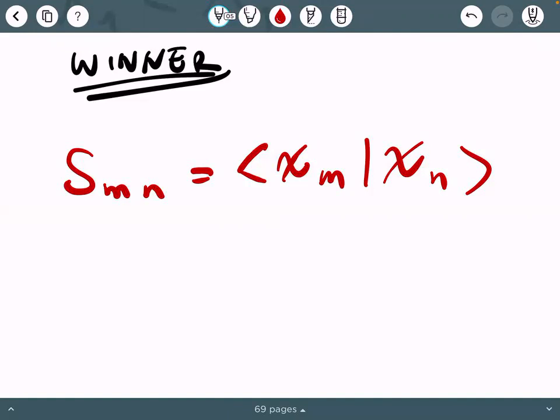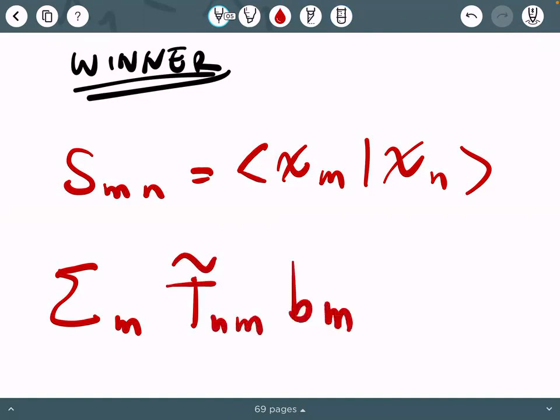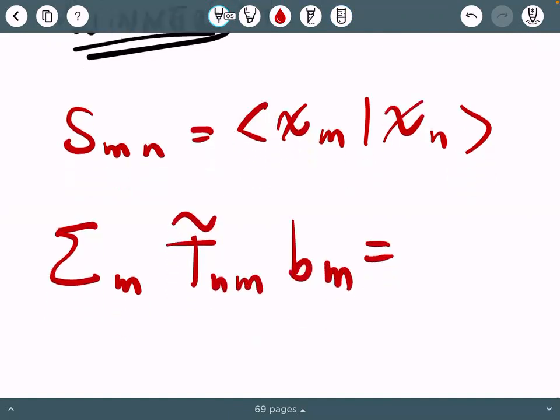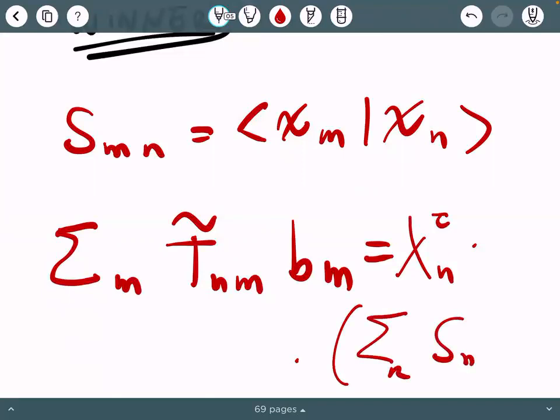Then, from the linear algebra theory, it turns out that you can still arrive at a similar equation, but now you have to solve a generalized eigenvalue problem, which is one in which on the left-hand side you have your tilde n m bm, but on the right-hand side, you have to pre-multiply by this function.